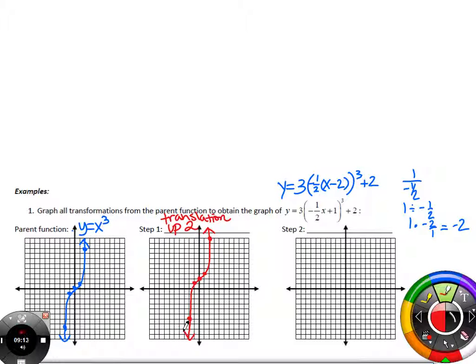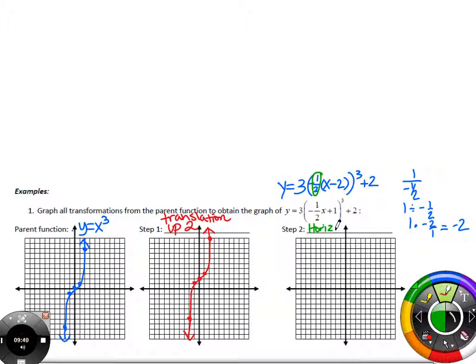All right, somebody give me another transformation that we need to perform. What's up? Okay, good. A horizontal stretch of 2, right? So he's looking right here at our 1/2 that's inside of here. Seeing that that 1/2 is inside of the function, it's a horizontal change, so I can write the word horizontal.